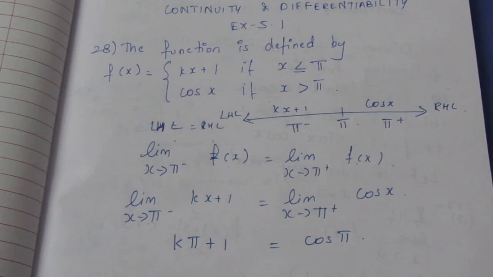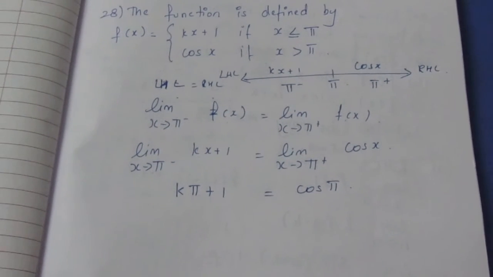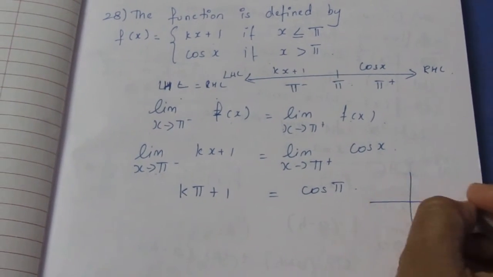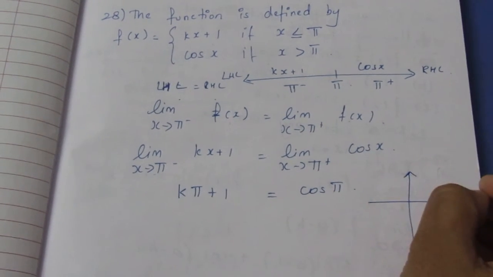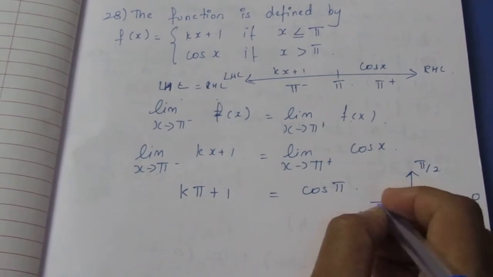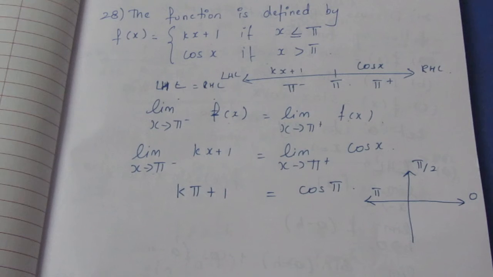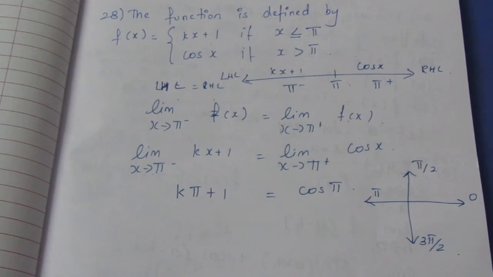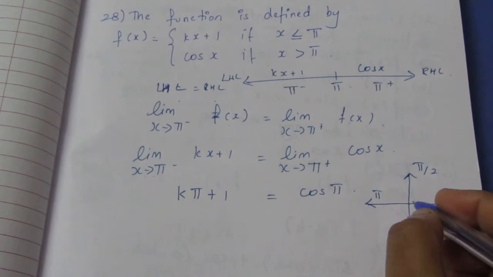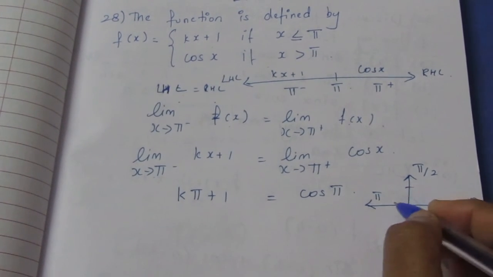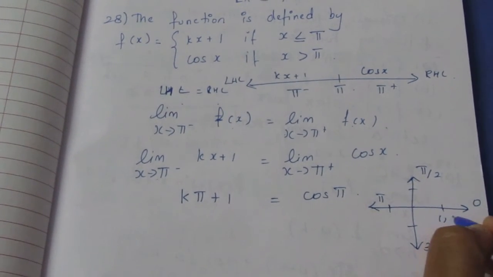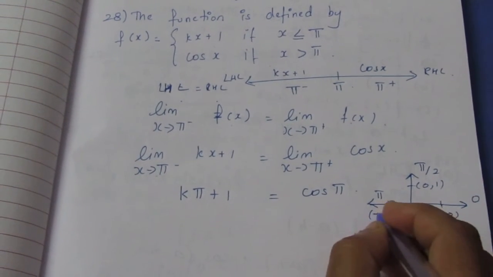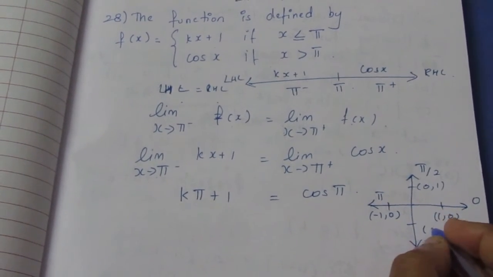Now we should know cos pi. I will teach you one easy way to find cos pi. I am taking the graph, that is here 0, here pi by 2 90 degree, here it is pi 180 degree, and here it becomes 3 pi by 2 270 degree. Now taking 1 unit on each side, here this will be 1 comma 0, this will be 0 comma 1, here it becomes minus 1 comma 0, here it becomes 0 comma minus 1.